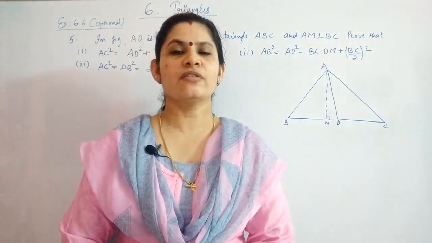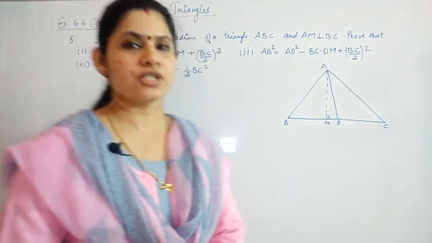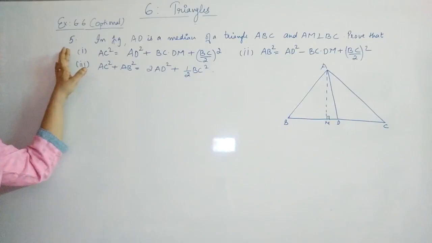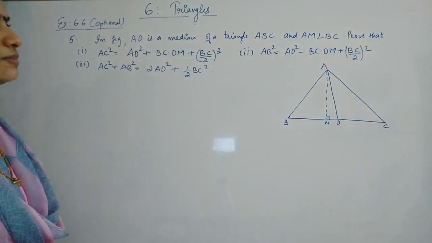Hello everyone, today we will be discussing the remaining problems of exercise 6.6. The first question which we are dealing with is question number 5. In the figure, AD is a median of a triangle ABC and AM is perpendicular to BC.